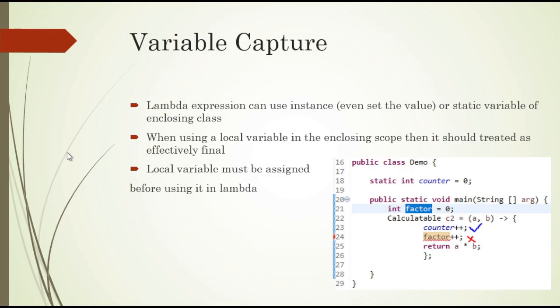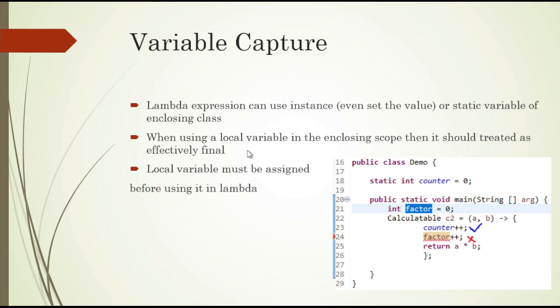Variable capture. A lambda expression can use instance or static variables of the enclosing class. The lambda body has access to the current object using the this keyword. Hence, we will be able to read and set the values of instance variables or static variables of the enclosing class. But when the lambda body tries to use a local variable in the enclosing scope, a special situation occurs that is called variable capture. A local variable can be used inside the lambda body, but we need to take care of a few things.